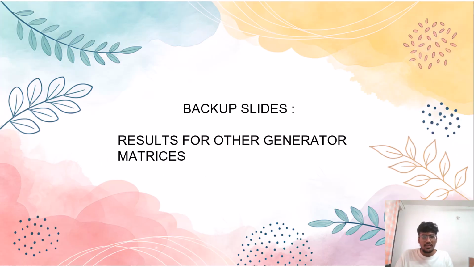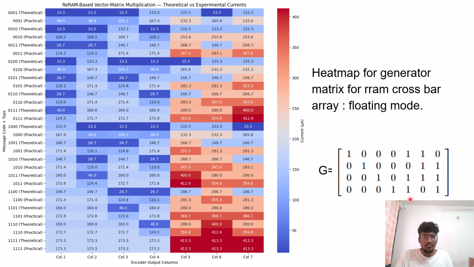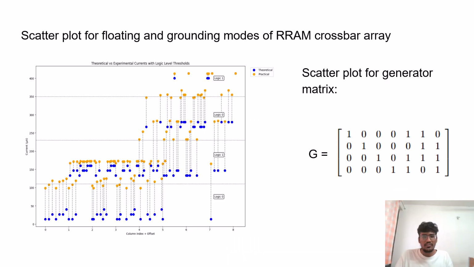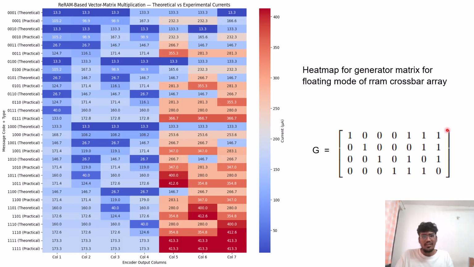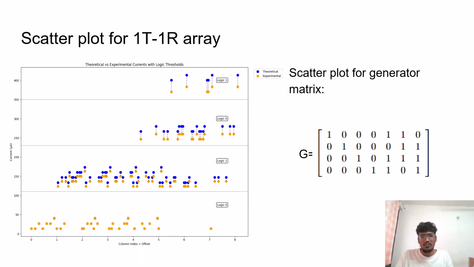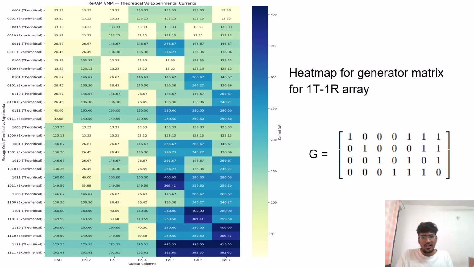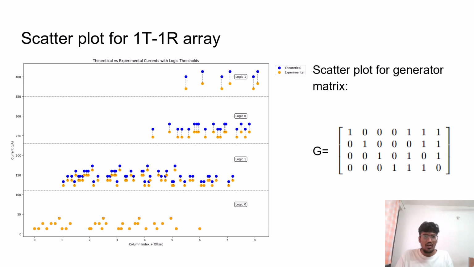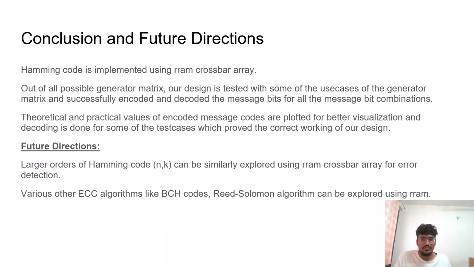The results for the other generator matrices are uploaded here as a backup. Here we can see the scatter plot for this generator matrix, and for this generator matrix. Similarly, for another generator matrix, we can see both the heat map and the scatter plot. Similarly, for all other generator matrices in all three configurations, we have implemented the complete Hamming code, that is both encoding and decoding, using RRAM and successfully demonstrated its working using the results and plots that we showed.